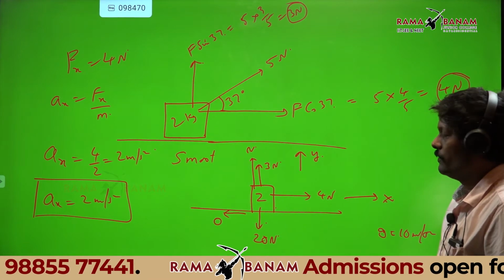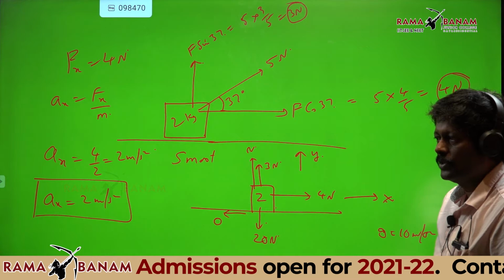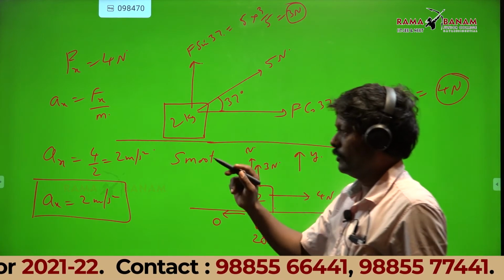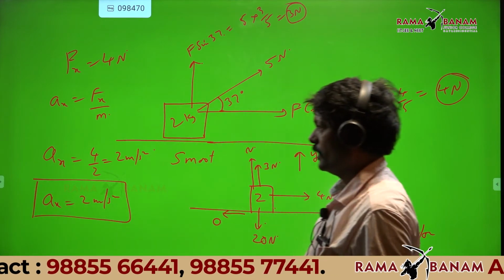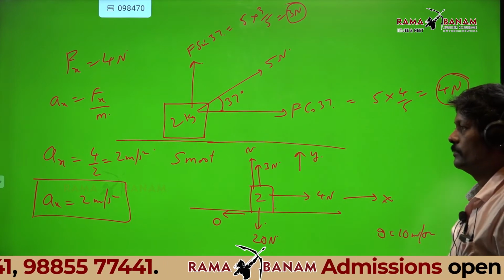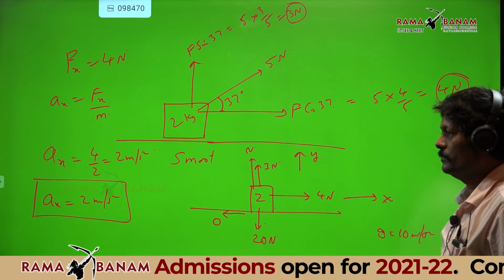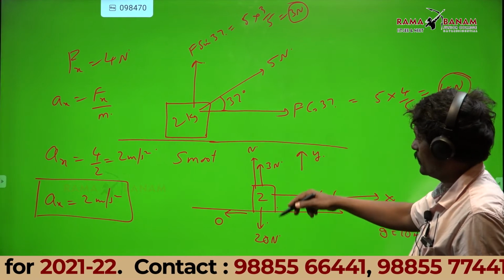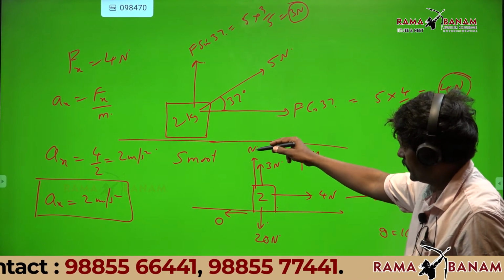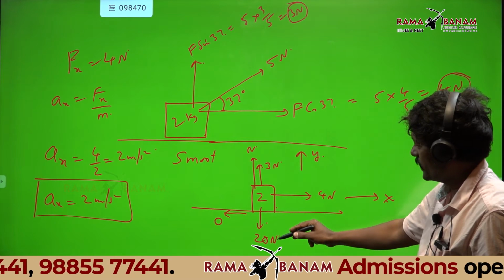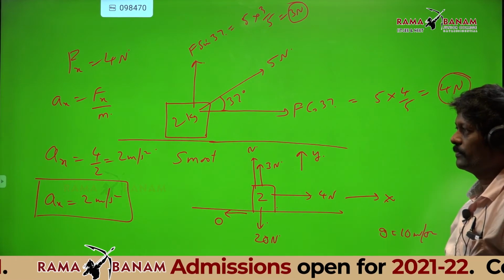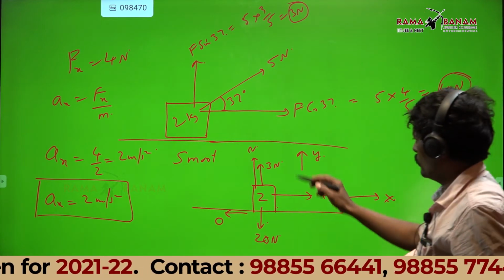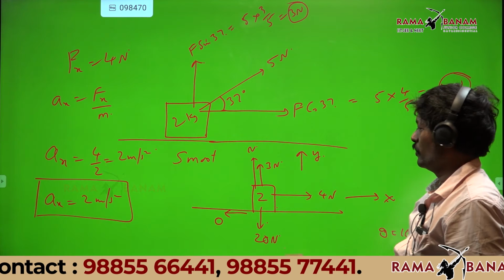Now listen, in the vertical direction net force is 0, because the body is not moving in the vertical direction. Can anyone tell me, in the vertical direction, how you will write the equation? N plus 3 minus 20 equal to 0, if I take upward force positive and downward force negative. So, plus N, very good.